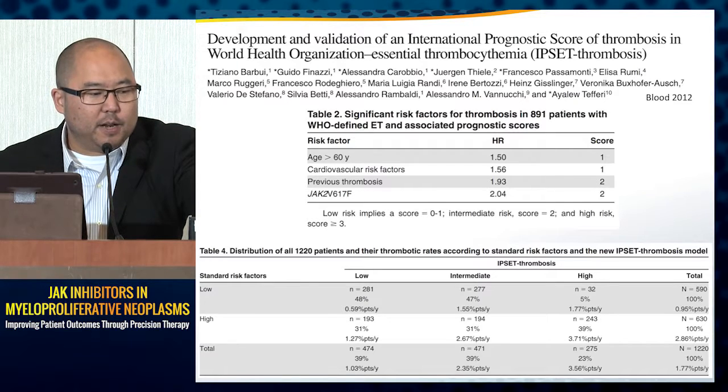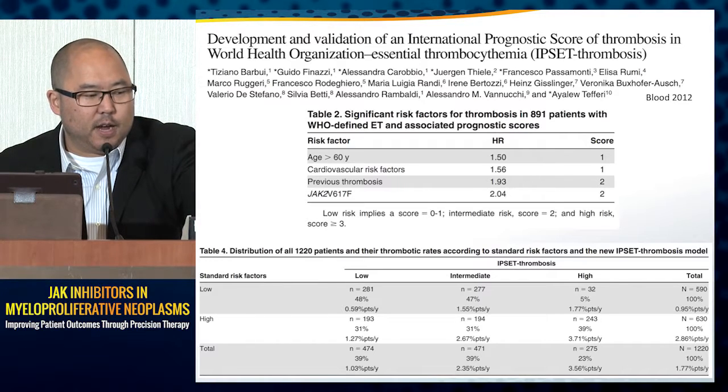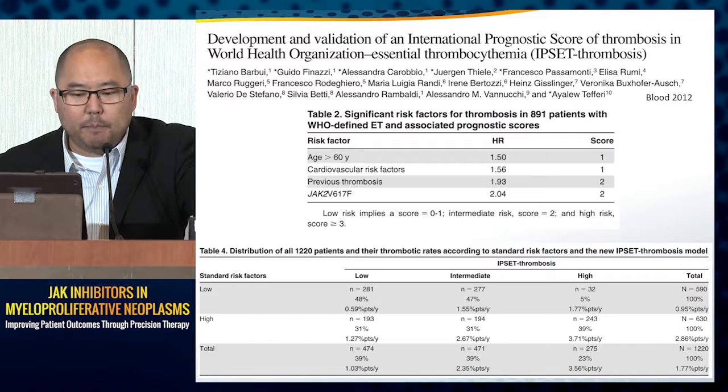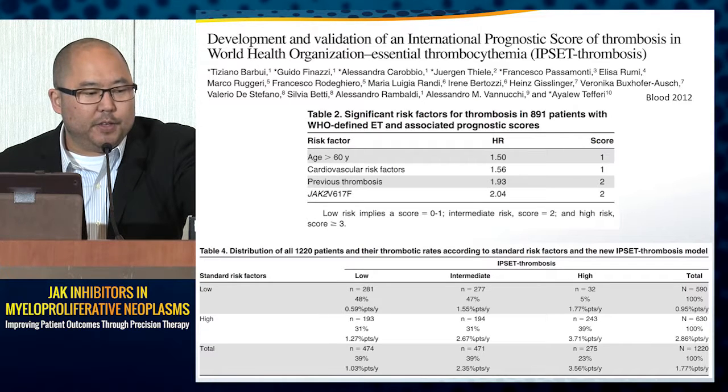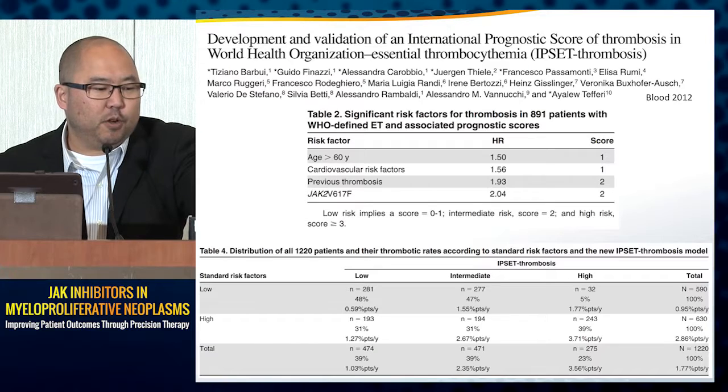And if you look at the bottom here, which is probably a little hard to read, the overall point is that if we use the standard risk categories, low and high risk on the left here, but then divide those up by the new IPSET thrombosis score, which creates 3 categories, low, intermediate, or high risk based on the total number of points from above, you can see that, for example, within the formerly low risk category, the risk of thrombosis can range from 0.59% per patient per year up to 1.77.